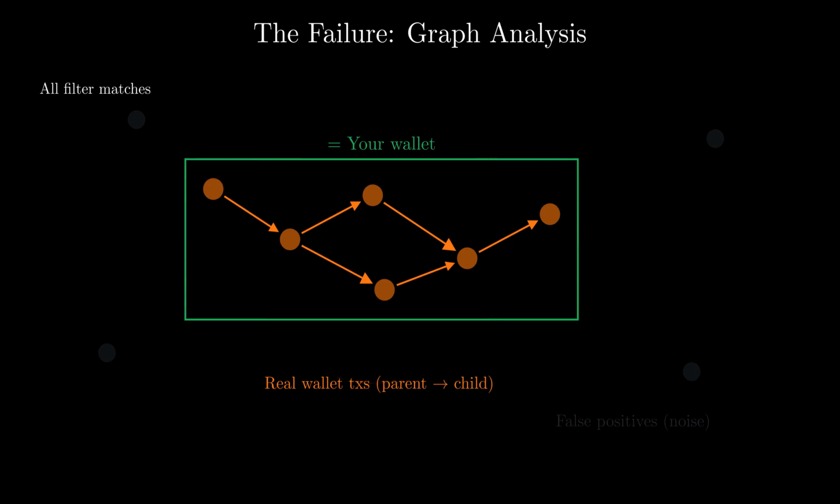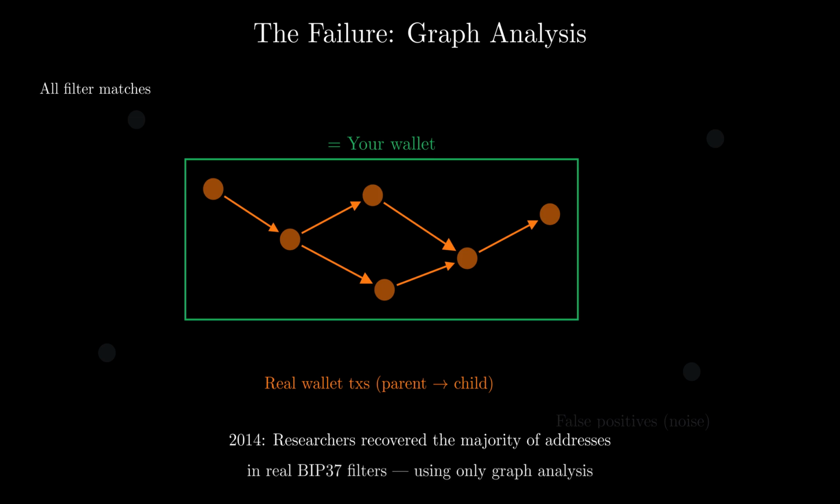A 2014 paper demonstrated this in practice. Researchers recovered the majority of addresses in real BIP37 filters using nothing but graph analysis. The privacy promise had collapsed.